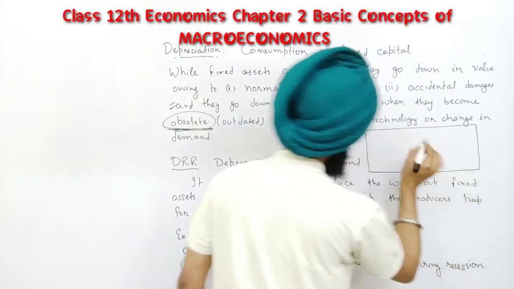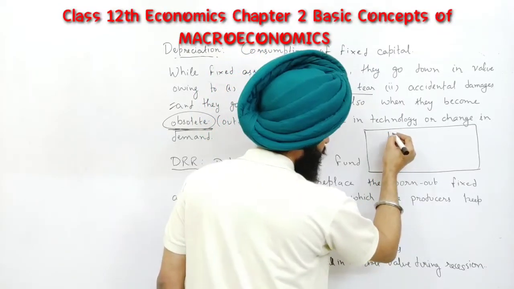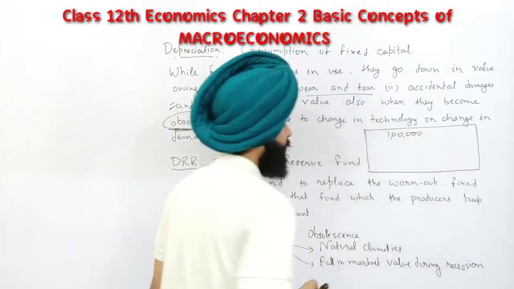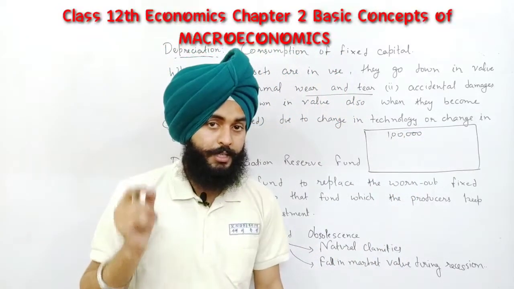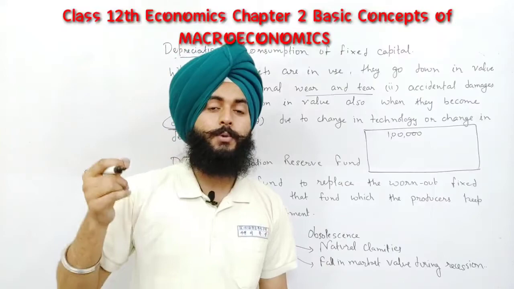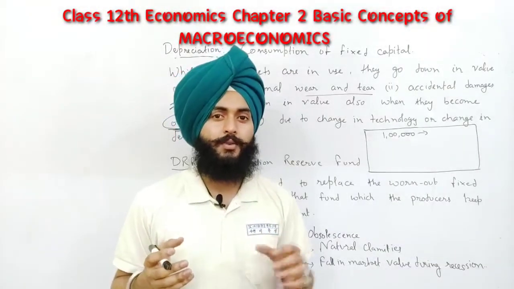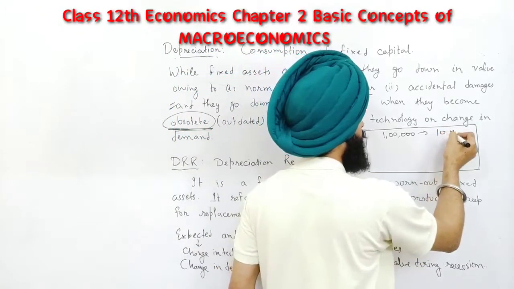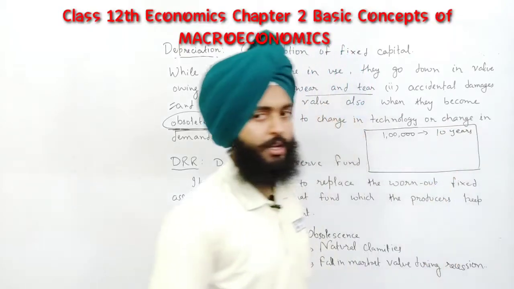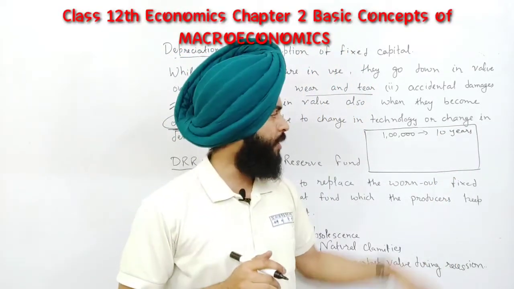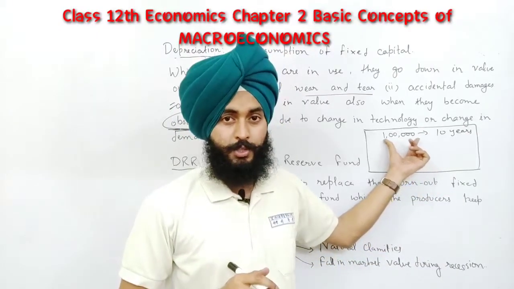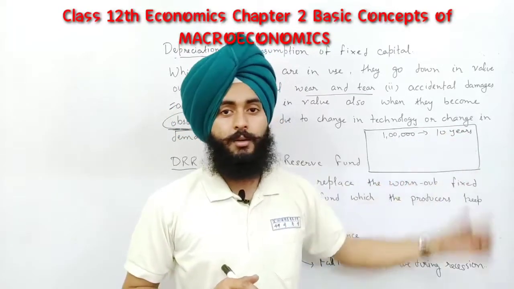If I say I got a machinery of 1 lakh rupee. I purchased machinery for the production in my factory. I thought the estimated life of this machinery can be 10 years. Matlab ye mere paas 10 saal zarur chalegi. Now think about it. What am I thinking now? This one lakh rupee machinery ke mere liye 10 saal kaam kar jayenge.